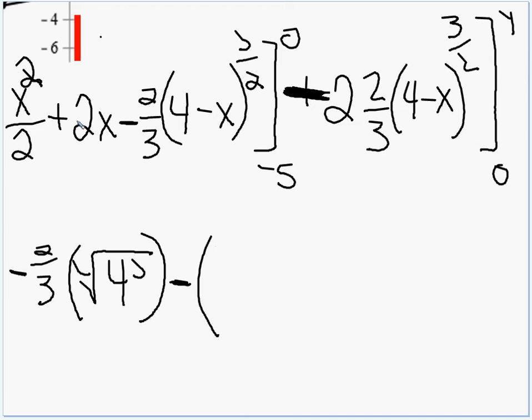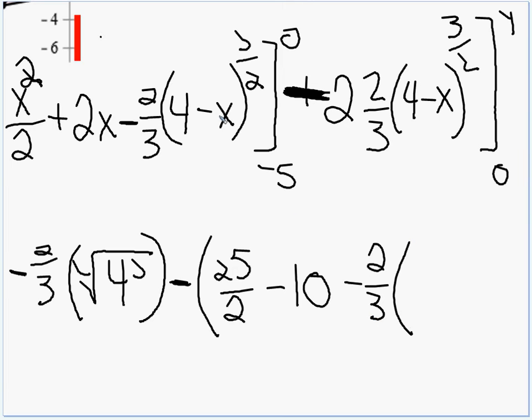Negative 5 squared is 25, so that becomes a 25 halves. Negative 5 times 2, that'll turn into a minus 10. And then minus 2/3 times, the negative 5 jumps in. 4 minus a negative 5 becomes a 9. So that becomes the square root of 9 cubed. So there is the first integral done.